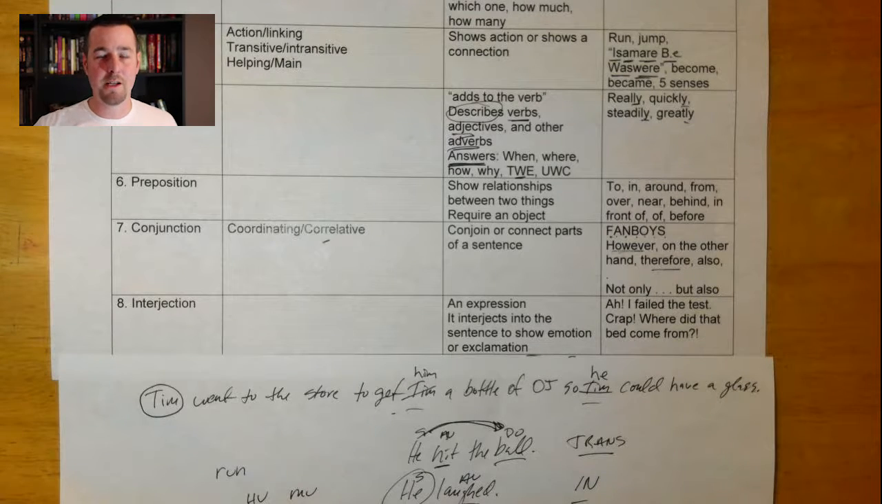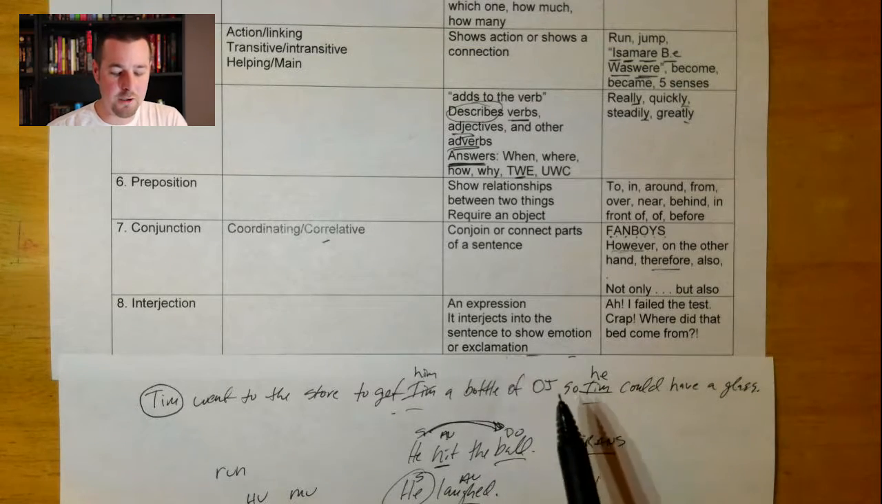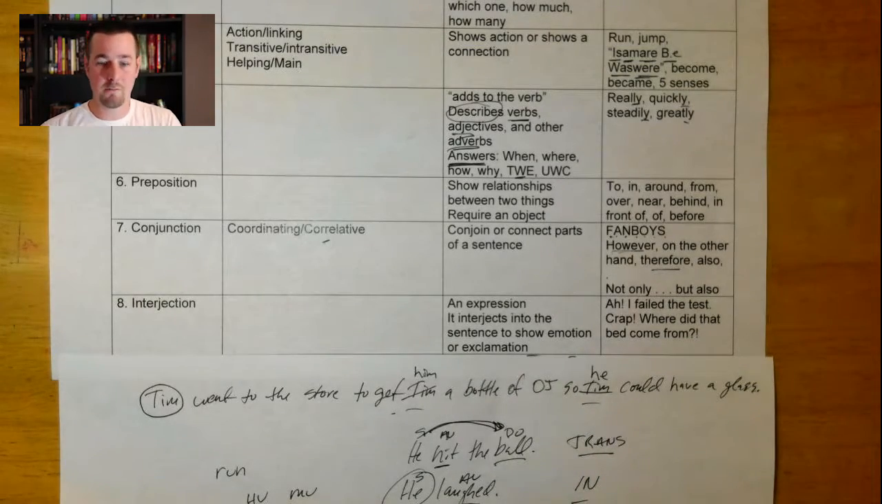All right, and then you have interjection. Interjections are kind of like the black sheep of the 8 parts of speech. They're usually just hanging out there by themselves at the end of the sentence. They have their own punctuation even, but they're just out there by themselves on an island. They typically interject in the sentence and show emotion or exclamation.